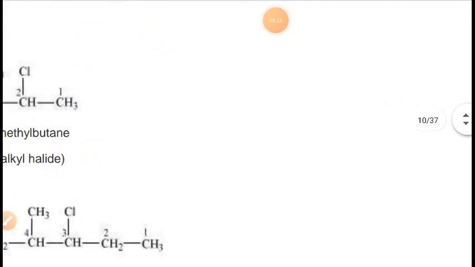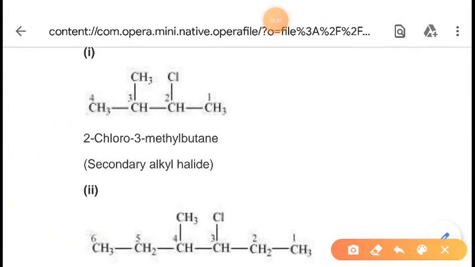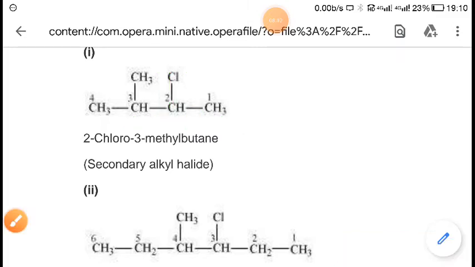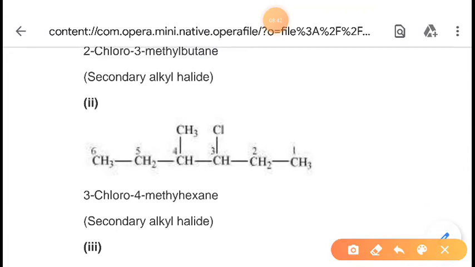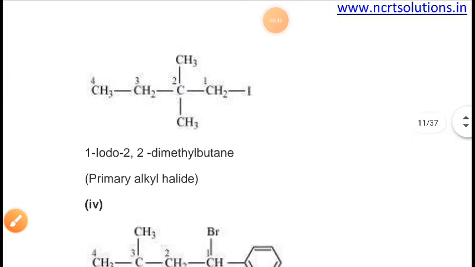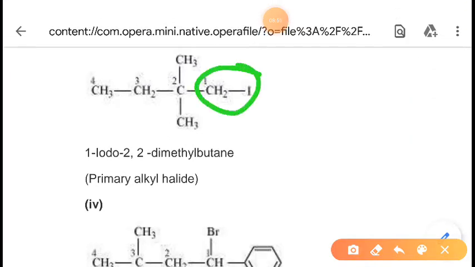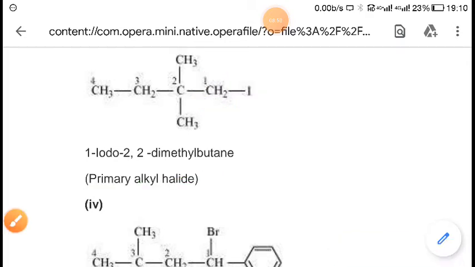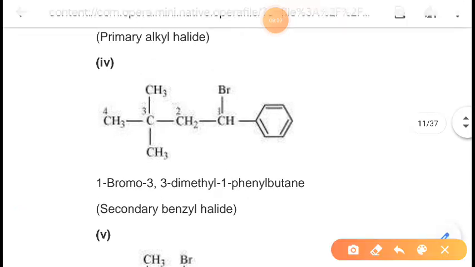So the first one is just simple, as you can see. This carbon, through which the chlorine is attached to other carbon, means it is a secondary alkyl halide. In the same way, this one is also a secondary alkyl halide, because it is attached to 2 carbons. This one again we will see, it is attached to only 1 carbon, and that is why it is a primary alkyl halide. After that, this is a secondary benzyl halide.